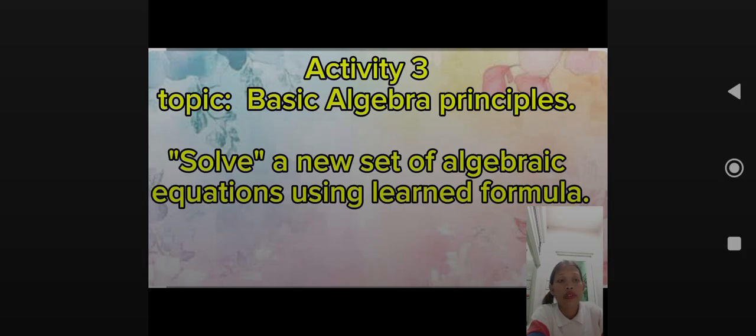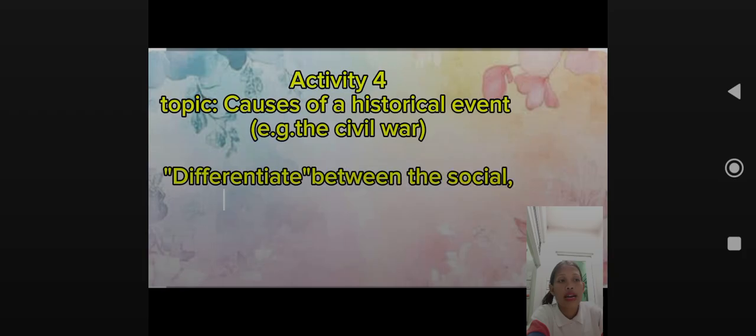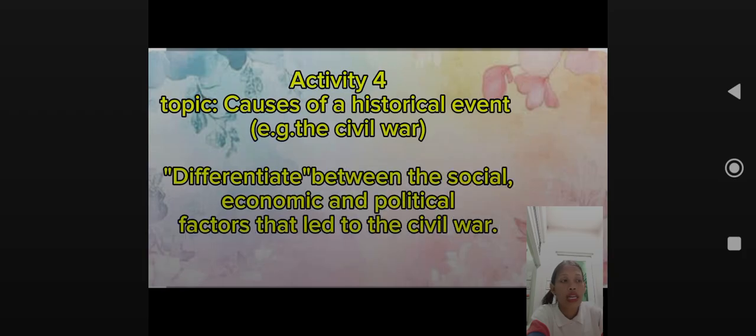And the next, activity 4, cause of a historical event, the Civil War. So differentiate between the social, economic, and political factors that lead to the Civil War. The activity verb is differentiate. The learners break down the material into component parts and determine how the parts relate to one another or to an overall structure.